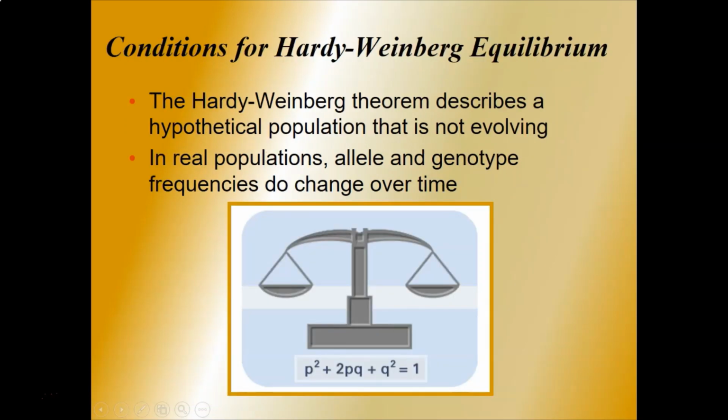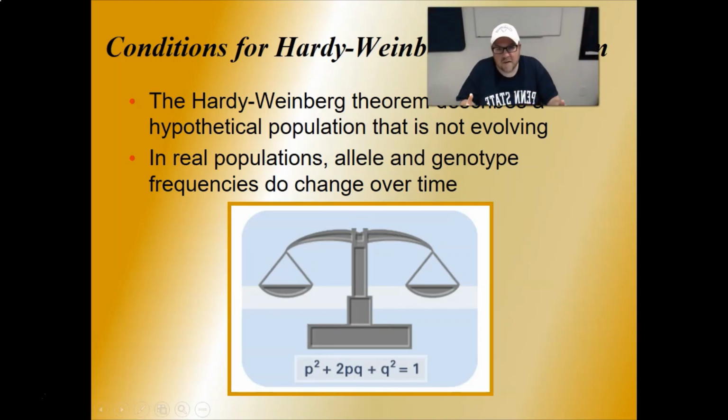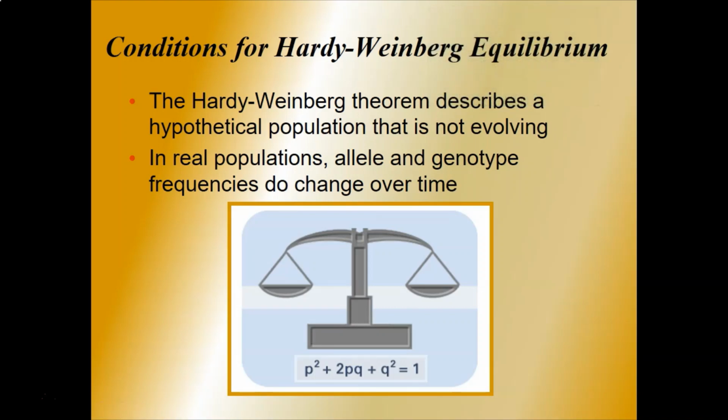So the conditions for this to happen are a hypothetical population that's not evolving. Obviously, this is hypothetical. Normal populations will, of course, be evolving, even minutely. But this is saying, let's see what has to happen here for populations not to evolve, even though we know that they do.